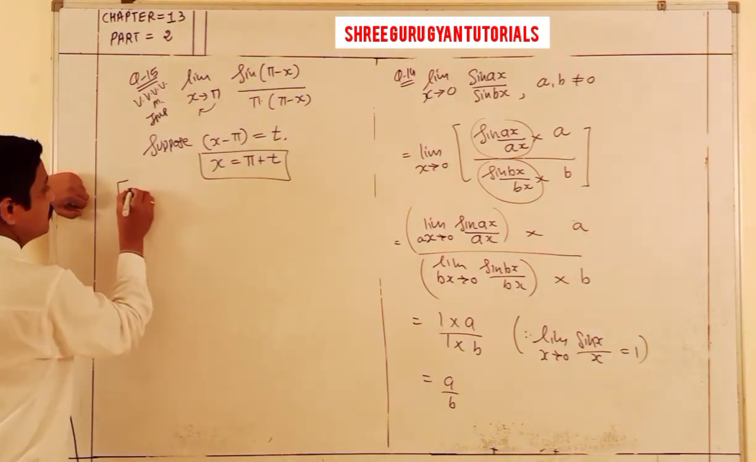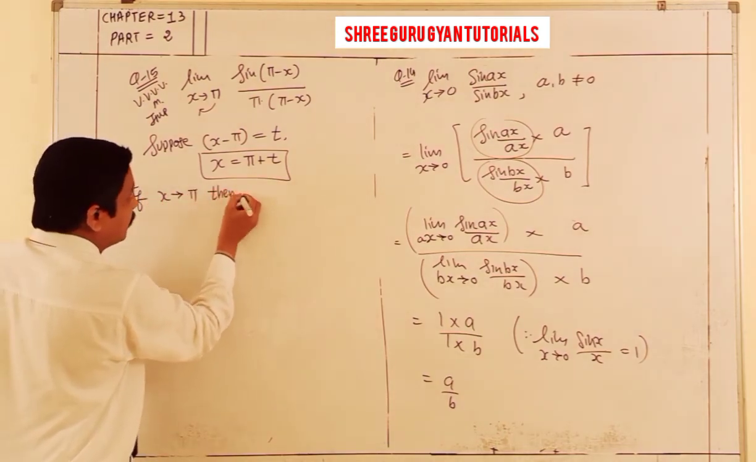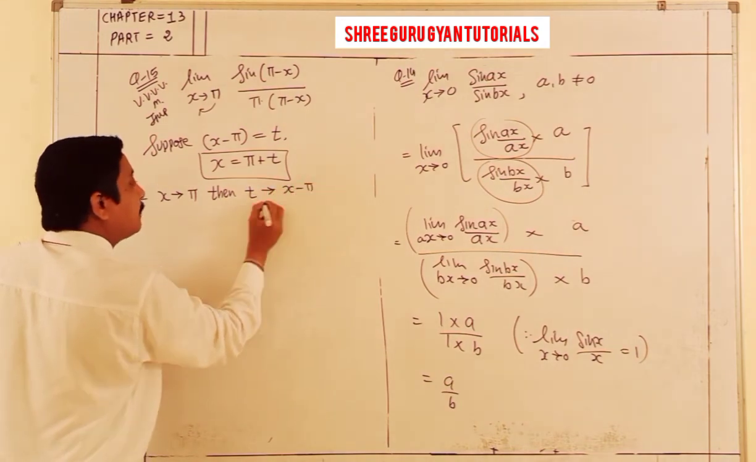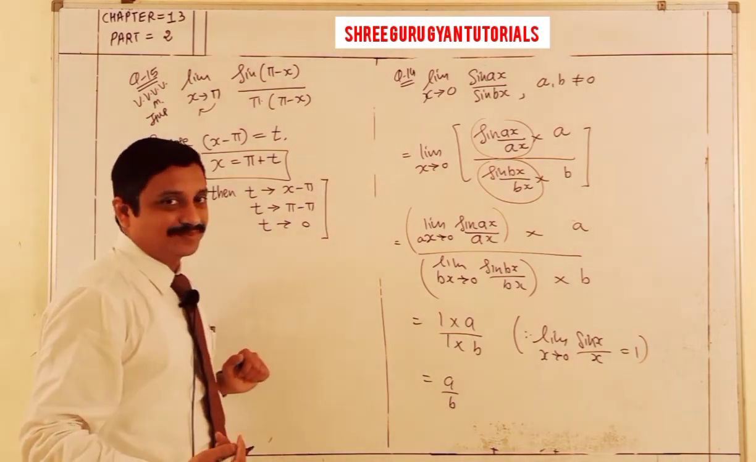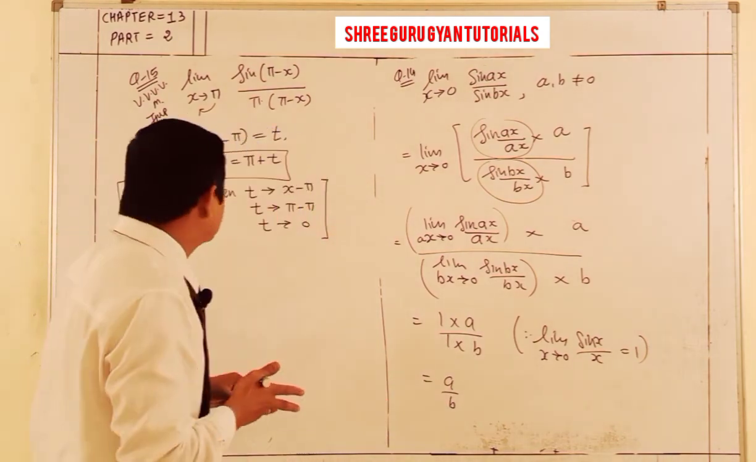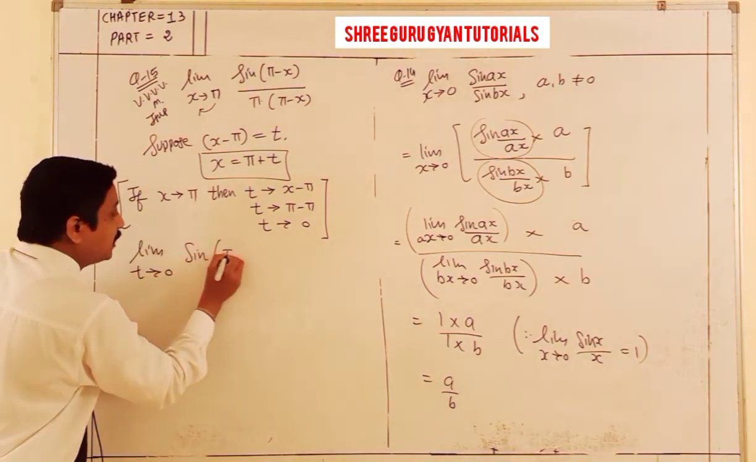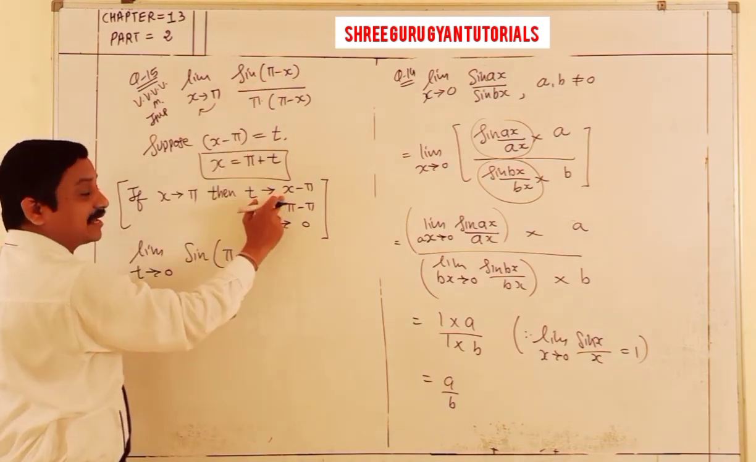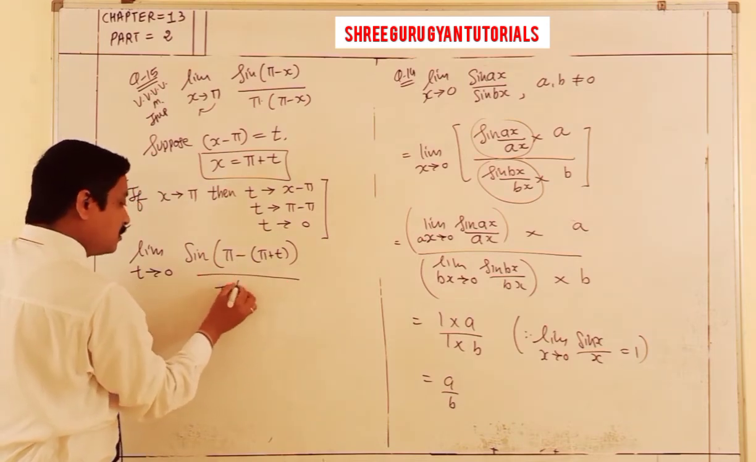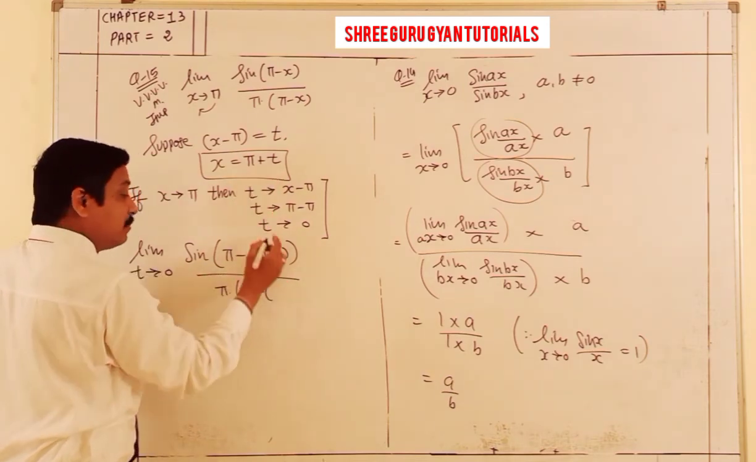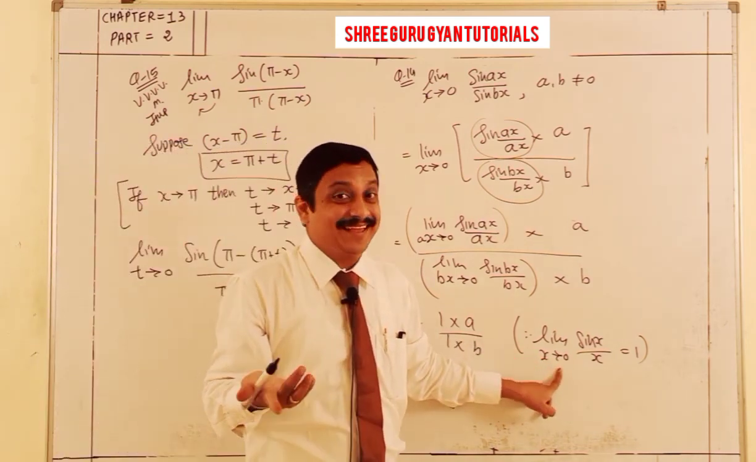So the limit changes. If x tends to pi, then t tends to x minus pi, which is pi minus pi. T tends to 0. Very easy. The limit is converted to 0. So your data is limit t tends to 0 sin of pi minus, what is the x? X is your pi plus t. Same here, pi minus x is what? Pi plus t. You easily operate this rule and get the answer.